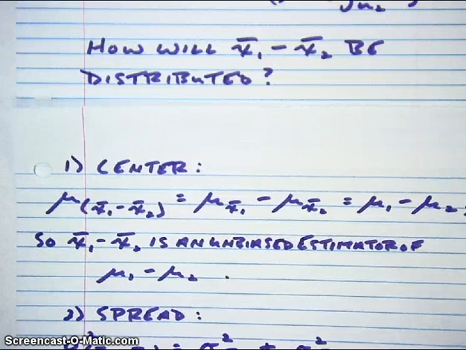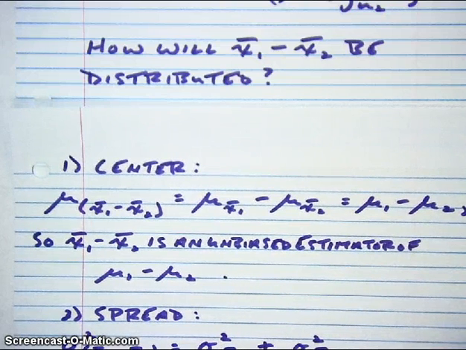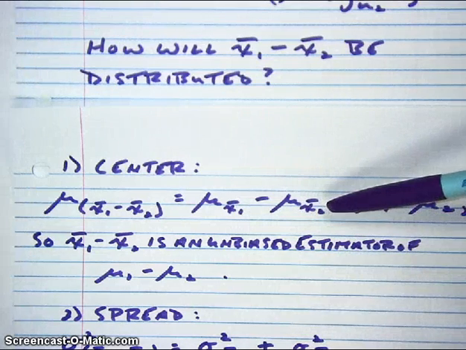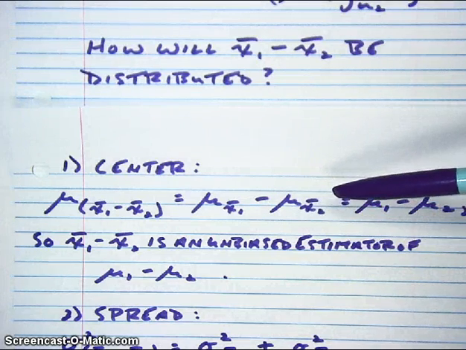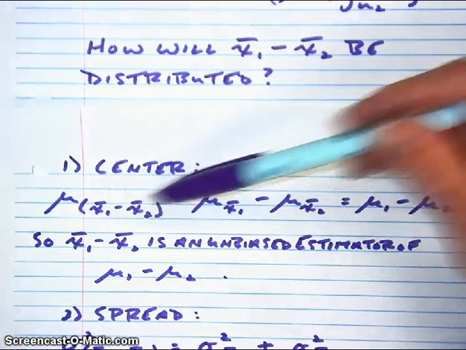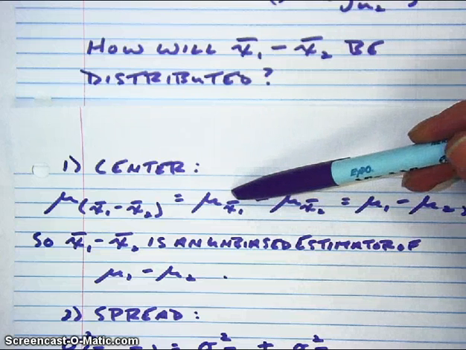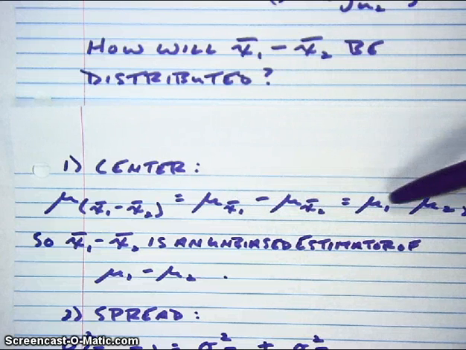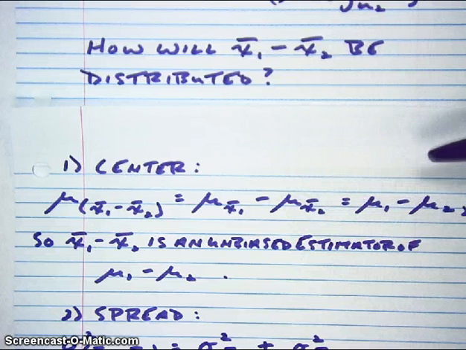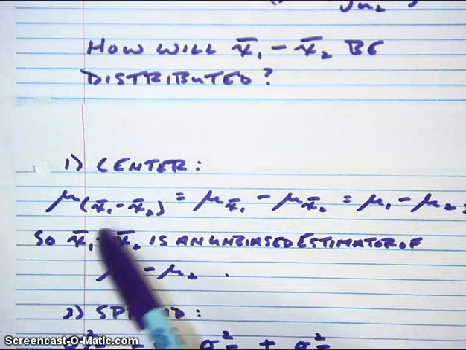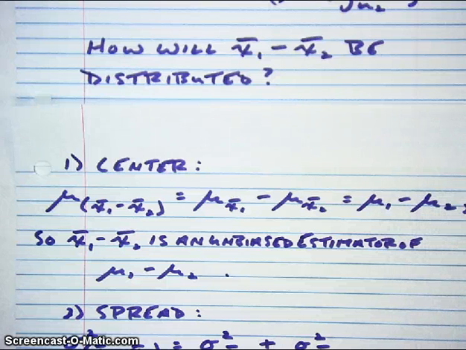The center of the distribution, the mean of x1 bar minus x2 bar, is equal to the difference in the means of x1 bar and x2 bar. It's just the basic rule for means. When you want to take the mean of a difference in two random variables, you just take the difference in their respective means. Now, x1 bar has a mean equal to its population mean mu1, and x2 bar has a mean equal to the population mean mu2. So the mean of the difference between x1 bar and x2 bar is equal to mu1 minus mu2. That means that x1 bar minus x2 bar is an unbiased estimator of this difference in population means.